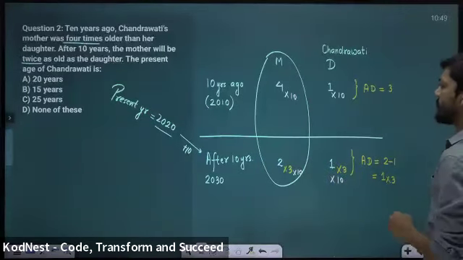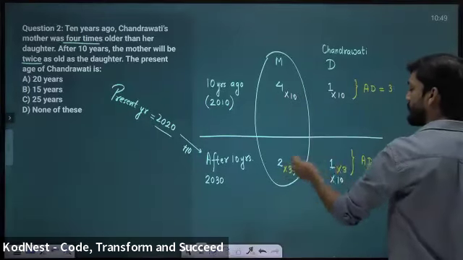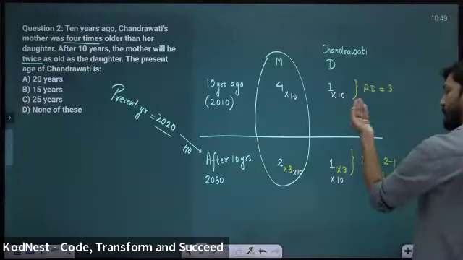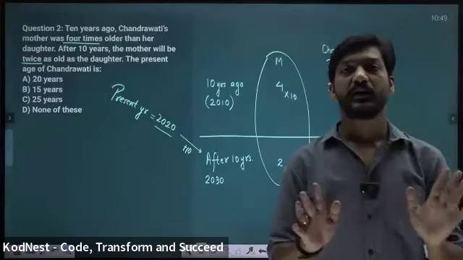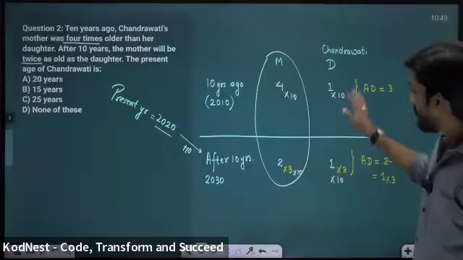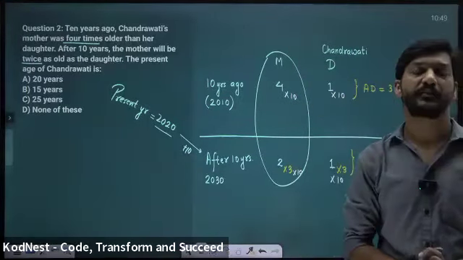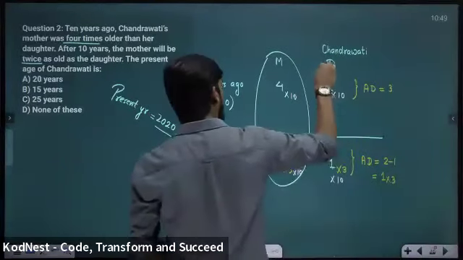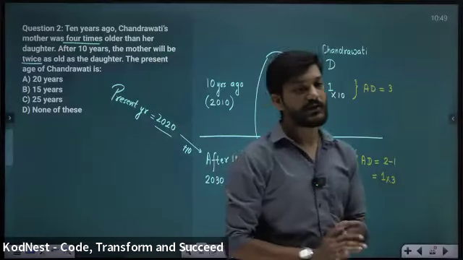Okay, one more confirmation. What is the age difference of 40 and 10? 30. What is the age difference of 60 and 30? 30. The age difference is also the same. So this way we will get our answer. Now these are the correct values, but I want the present age for Chandravati. I can calculate using this also or this also. So answer please.